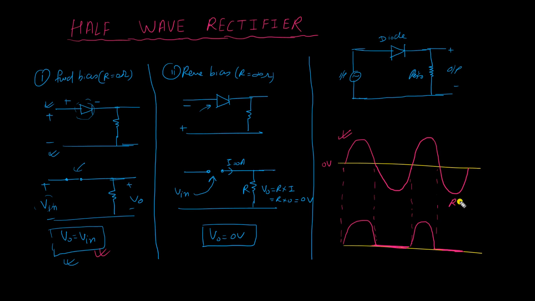So this is the reverse bias, this is the forward bias, this is the reverse bias, and this is the forward bias. In this way we can understand the working of a half wave rectifier.